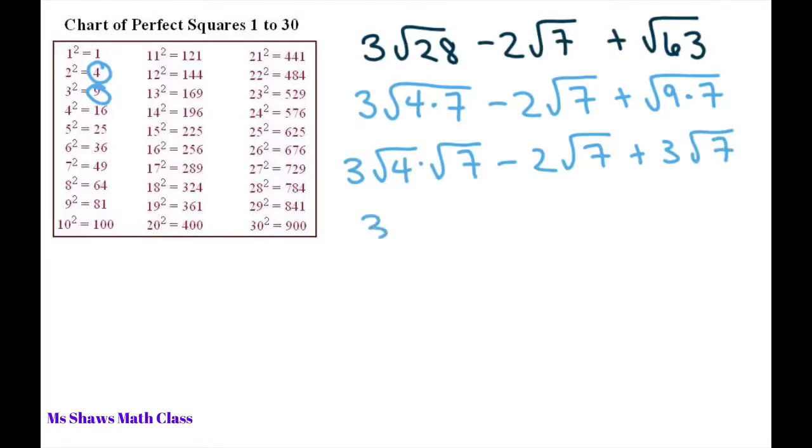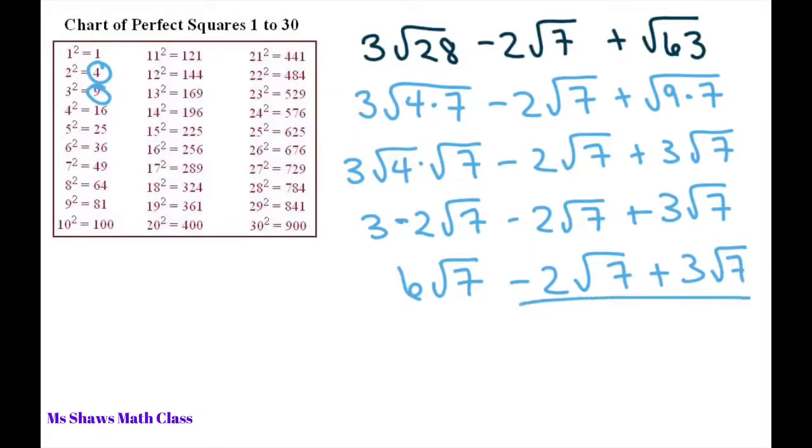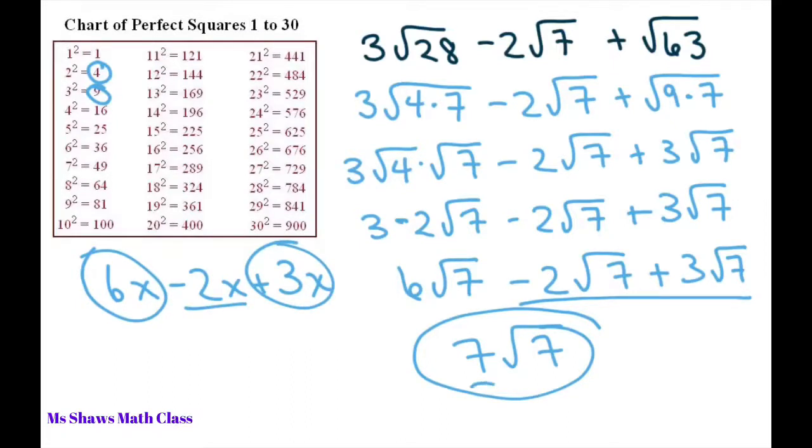And what we get is 3 times 2 square root of 7 minus 2 square root of 7. I already took the square root of 9 plus 3 square root of 7. This gives me 6 square root of 7 minus 2 square root of 7 plus 3 square root of 7. Now if I do these two, I get 4 square root of 7. So 4 plus 3, that's going to be 7 square root of 7. Again, it's like saying 6x minus 2x plus 3x. And you can go in any order. You could have said 6x plus 3x is 9x minus 2x and still got your 7.